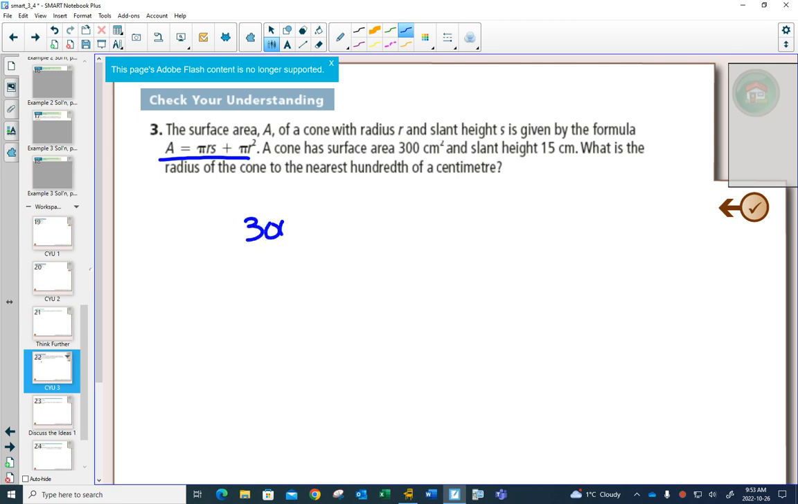We're told the area is 300, so we can plug that in. We're told that the slant height is 15, so we can plug that in. And we get this equation. And this equation, they would have never asked you this question in grade 10 because you didn't have the ability to solve equations that were quadratic, because this one has an r squared. Now that we're in grade 11 and we have the quadratic formula, we can solve this, but first of all, we have to set it up so it looks like how we're used to a quadratic formula.